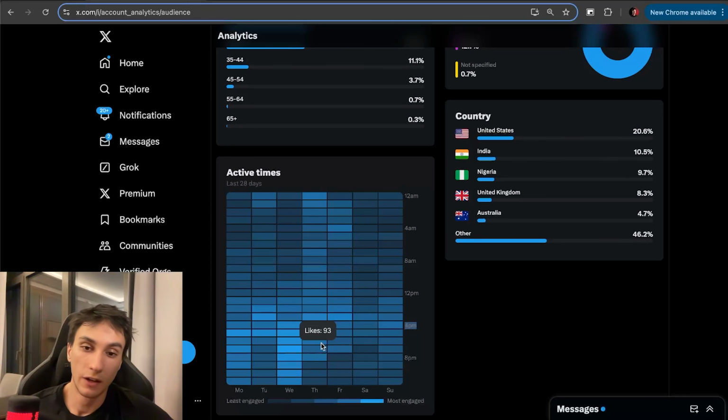And also the more engagement you get in the first 6 hours, the more your post has the potential to get a lot of views. Another useful Twitter analytics tool is the content section.